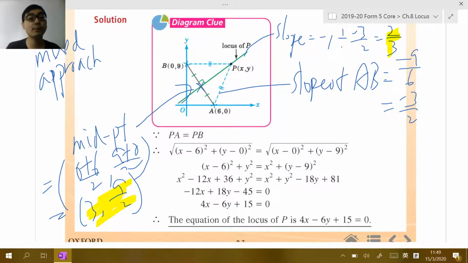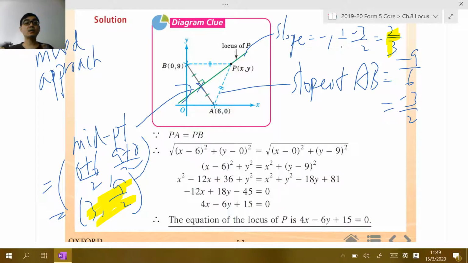So this one is called the mixed approach. It means that we do not directly use the condition given, for example, PA equals PB. But we first use a geometric or deductive approach to understand that this locus is the perpendicular bisector. Then we find the perpendicular bisector by using a special way. For example, I use the midpoint and also the slope of AB, negative 1 divided by it for the perpendicular slope, to get the equation of locus P also.